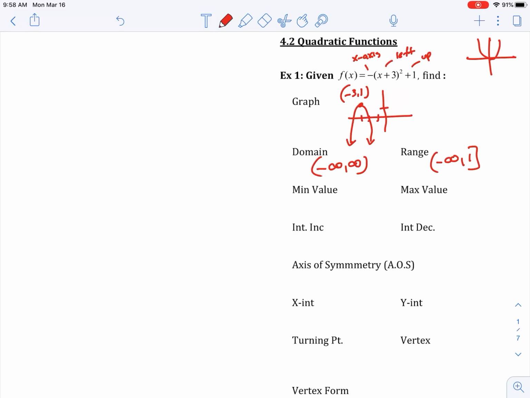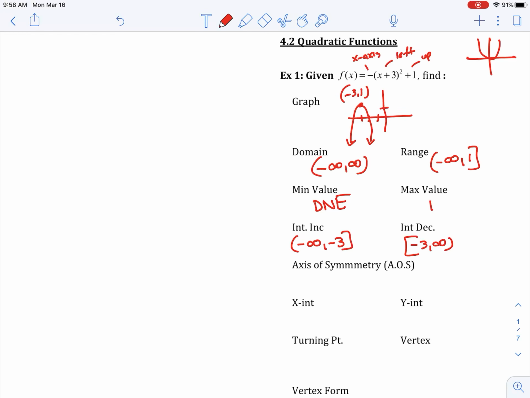Minimum value, our lowest y, well, our graph is going towards negative infinity, so there is not a specific minimum value. It does not exist. Our max value, the largest y, is our positive 1. Interval increasing, our graph is going up. Our y values are getting larger and larger as we move across the interval from negative infinity to negative 3. Interval decreasing, our graph is going down. Our y values are getting smaller as we move across the interval from negative 3 towards positive infinity.